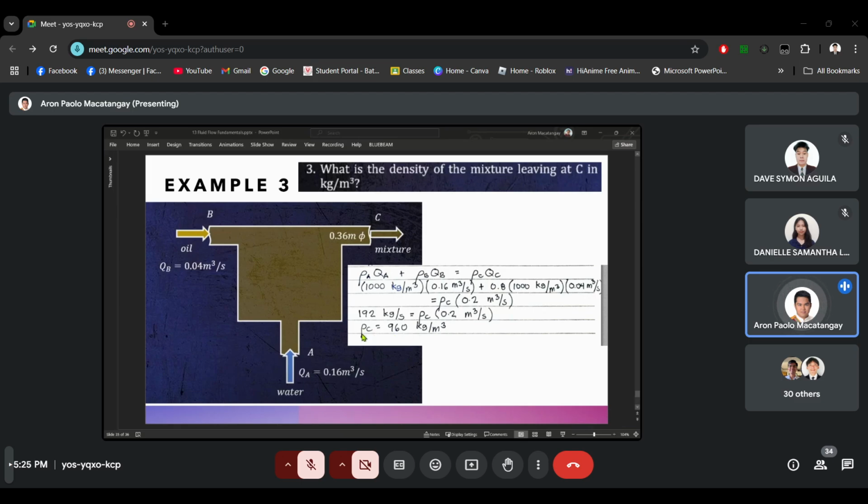If you would notice, this is a value different from A and B, and the value is also in between the densities of A and B. A is 1,000, B is 800, and our exit density becomes 960. It means the density of the outlet is dependent on how the two fluids will mix. It's not always 50-50, it's not always the average density.